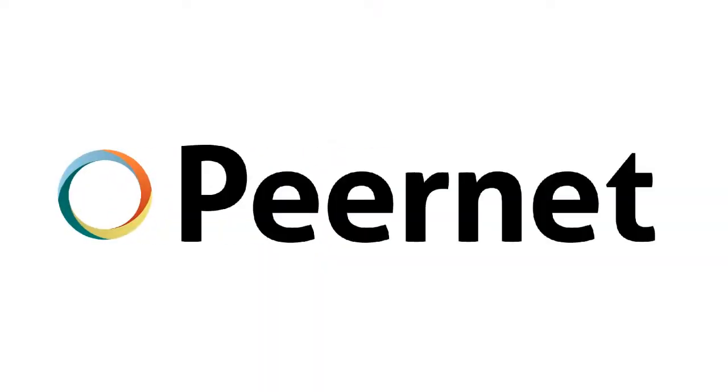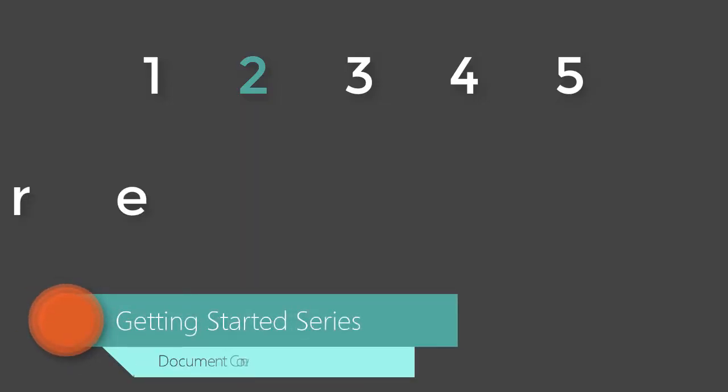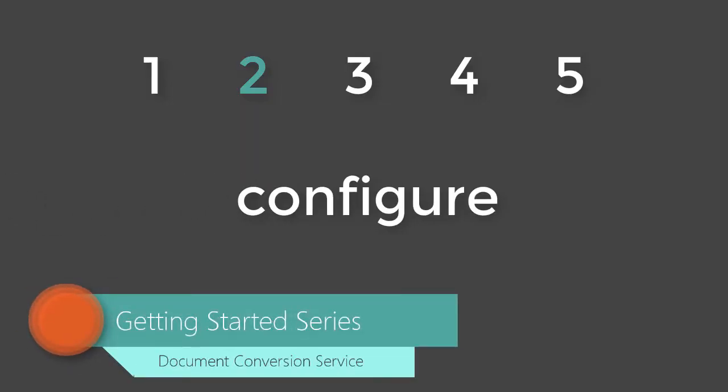Welcome to the Getting Started series for Peernet's Document Conversion Service. There are 5 videos in this series. Video 2 covers how to configure Document Conversion Service, DCS for short.